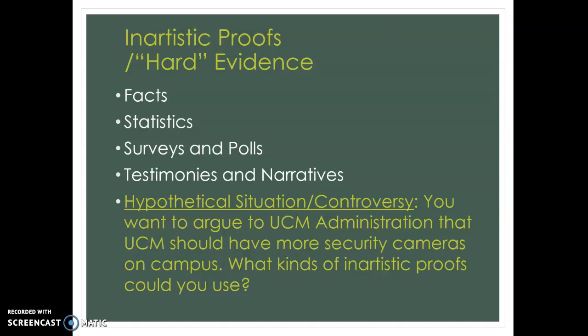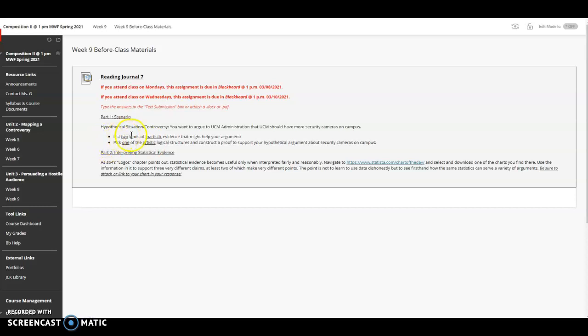So if we look at the actual journal question, right, list two kinds of inartistic evidence that might help support your argument. So think about what kinds of facts, statistics, surveys, polls, or narratives that could maybe help support that argument. And again, I'm thinking of, okay, UCM administration, they're the suits, it's the president, it's the provost, it's those big guys. So what do they care about? And how could you appeal to that logically?